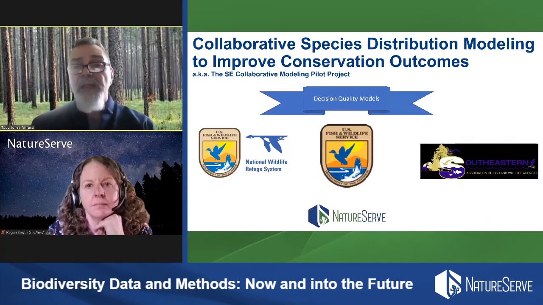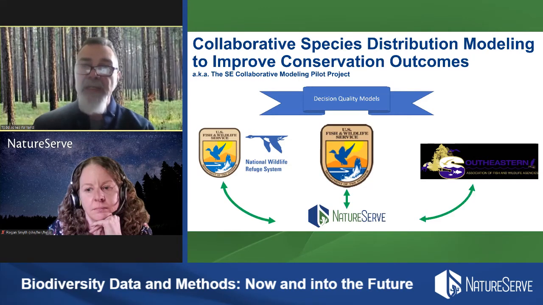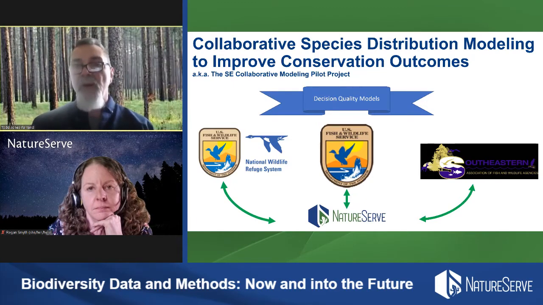And so that's really where we're trying to get to with this collaborative distribution modeling project in the Southeast. We're trying to get to these decision quality models by getting the main actors, the refuge system, ecological services, the folks who make the ESA listing decision, the state agencies, which are tasked with managing for these species, and the heritage network, as represented here by NatureServe, getting all these people talking together so that they understand the data, how to interpret it, what you can do, how good the model is, all improving.